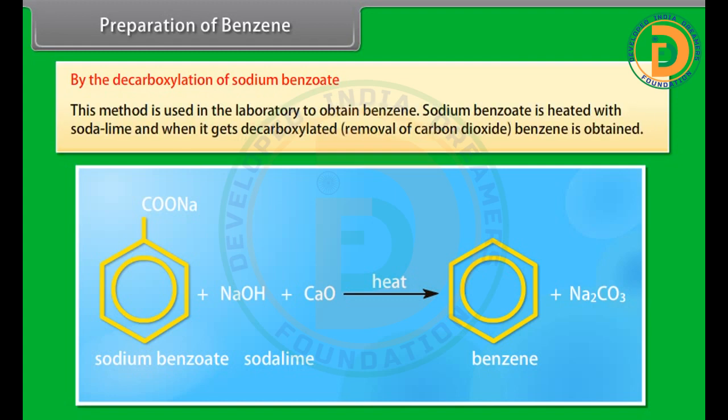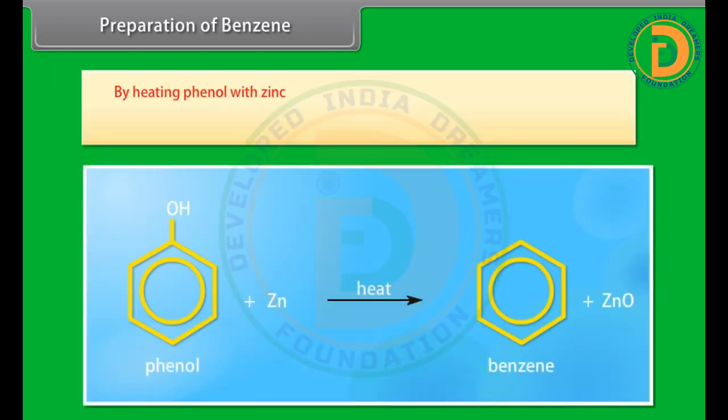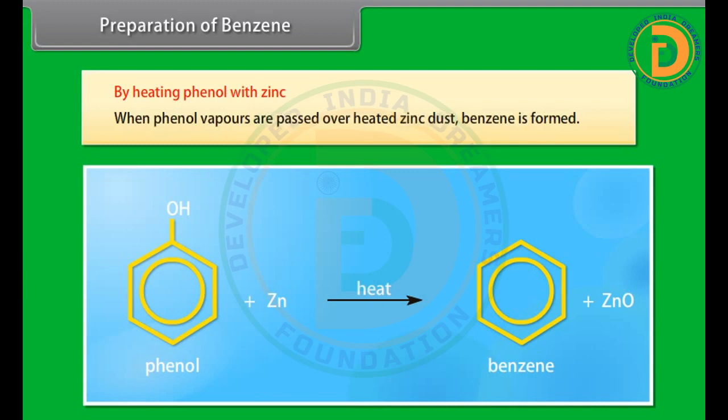Preparation of benzene by the decarboxylation of sodium benzoate. This method is used in the laboratory to obtain benzene. Sodium benzoate is heated with soda lime, and when it gets decarboxylated, that is, removal of carbon dioxide, benzene is obtained. By heating phenol with zinc: when phenol vapors are passed over heated zinc dust, benzene is formed.